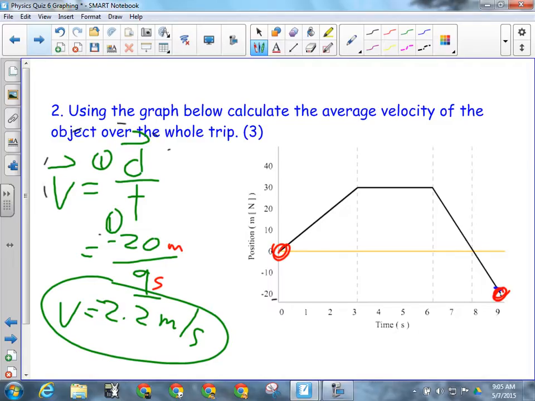So you can give them a mark for knowing they had to use v equals d over t. Right, they can have 1 mark for that. Okay, they can have 1 mark for having negative 20 meters over 9 seconds. I don't really care if they had the units in that portion. Okay, as long as they have negative 20 over 9, they can have that mark.